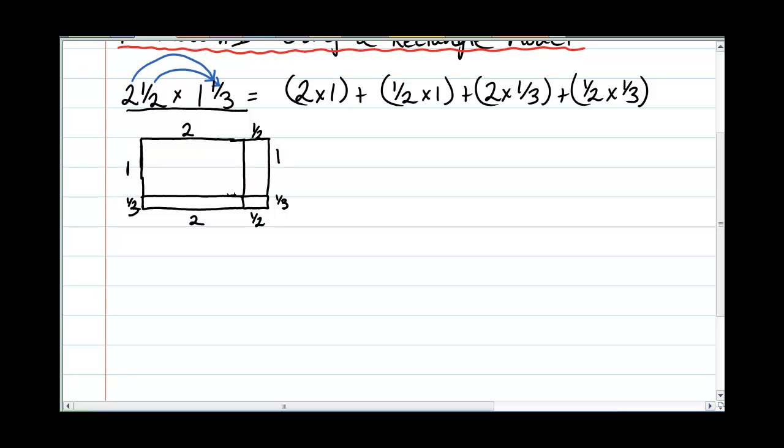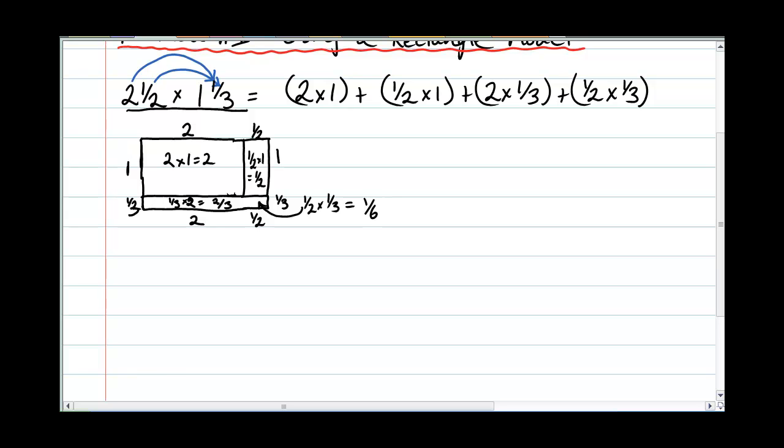So if we go like this, 2 by 1 equals 2. And we have 1/2 times 1 is going to equal 1/2. And 1/3 times 2 is going to equal 2/3. Sorry, it's so small here. And then we have 1/2 times 1/3 for this little area, which equals 1/6.